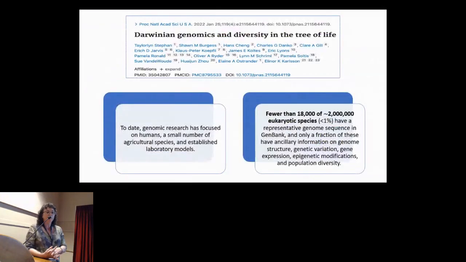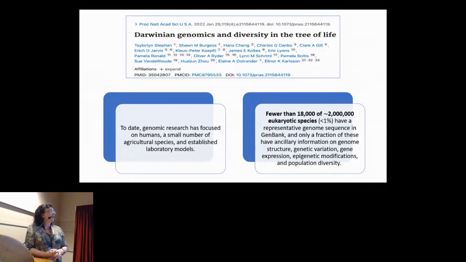Now, as part of a group, we spent about 2 years looking at this very question. So this is our publication that just came out this year. It did take us a while to figure out the title, but Darwinian genomics and the diversity in the tree of life, really looking at what has been done in the last 2 decades in our field. Where could we go? What are the questions we can ask with all sorts of other organisms?